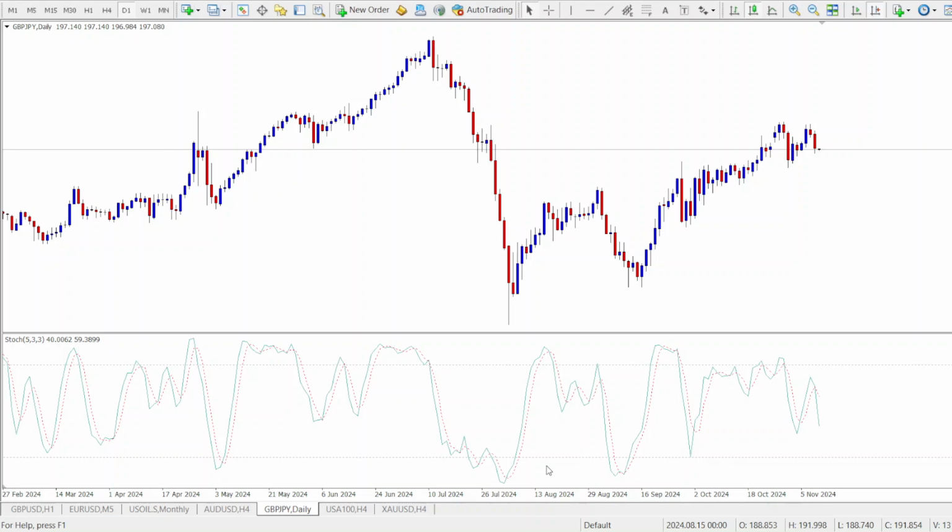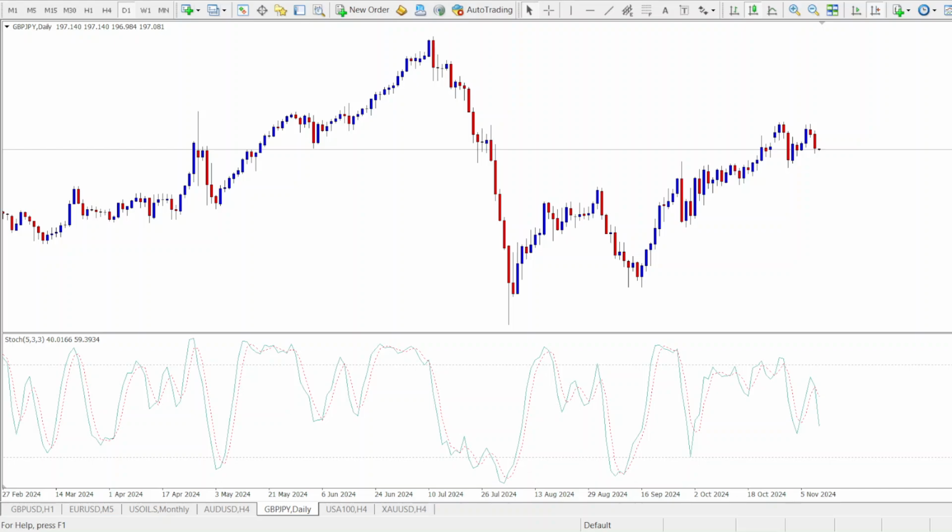This suggests that momentum may be shifting to the upside, and it could be a good time to consider entering a long position. On the flip side, a bearish crossover happens when the percentage K line crosses below the percentage D line, while both lines are in the overbought area above the 80 level. This crossover signals that momentum could be shifting downward, potentially signaling a good exit or short entry. That is an exit for a buy trade or a short entry.